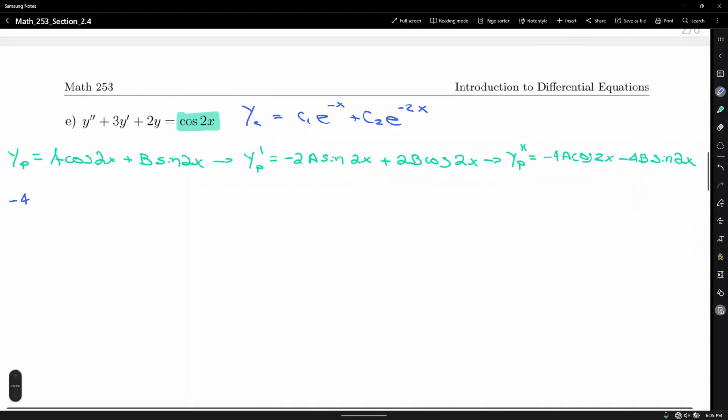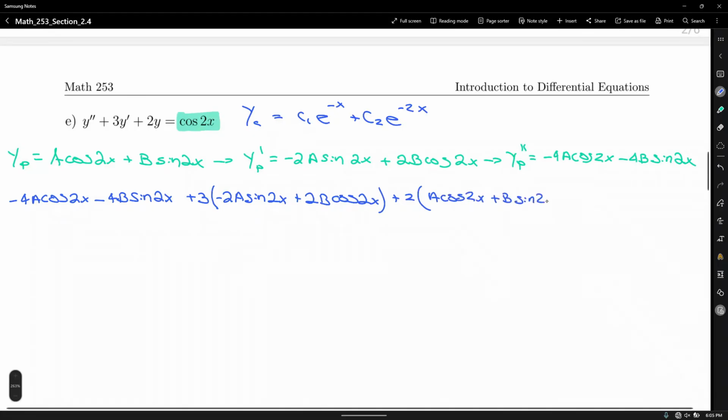So, that's simply negative 4a cosine 2x minus 4b sine 2x. Okay, plus 3 times the derivative, which is negative 2a sine 2x plus 2b cosine 2x, plus 2 times the generic form a cosine 2x plus b sine 2x, equal to the forcing function. All right, equal to cosine 2x.